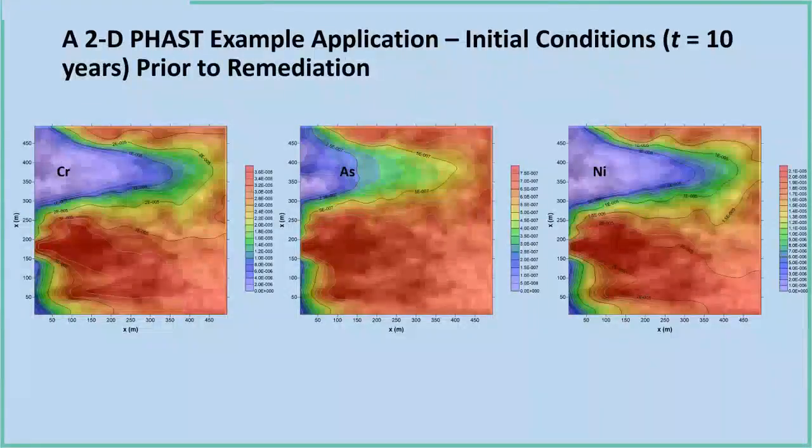After 10 years, the concentration of some of the trace elements of environmental concern are shown here, with chromium on the left, arsenic in the middle, and nickel on the right. All three of these elements adsorb strongly to iron and aluminum oxyhydroxide mineral phases. There are low concentrations in the upper left portion of the model domain. This reflects readsorption of these trace elements back onto newly precipitated iron and aluminum oxyhydroxides that have formed in response to the increased pH in this particular area.